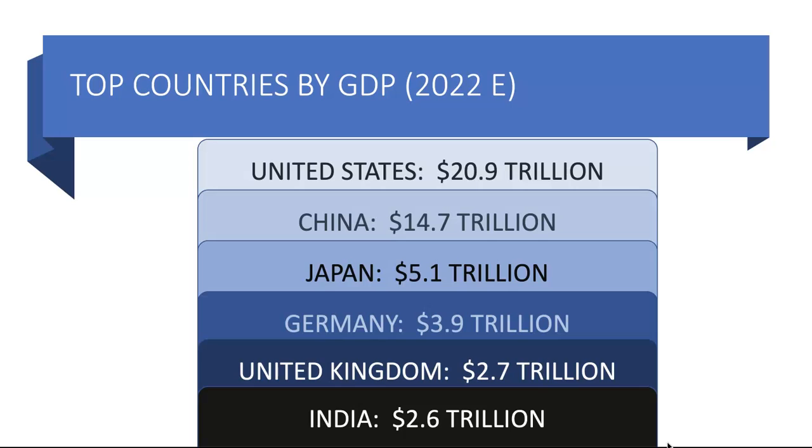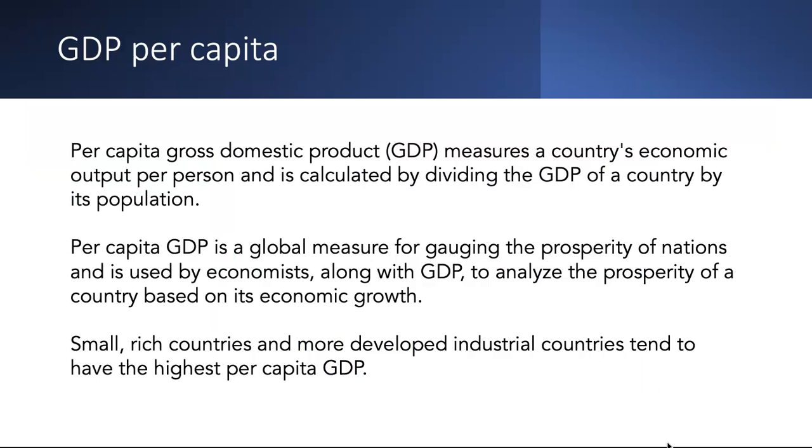But India, for example, is not as rich a country as, say, Germany or the United Kingdom. And the reason is because they all have very different populations. India has over 1.2 billion people, while Germany only has 84 million people. So we use another metric called the per capita GDP. Per capita means per person.